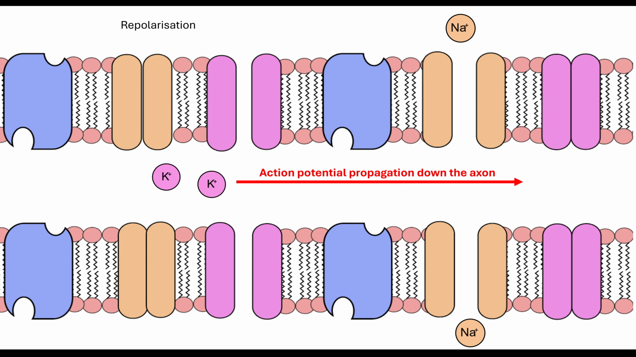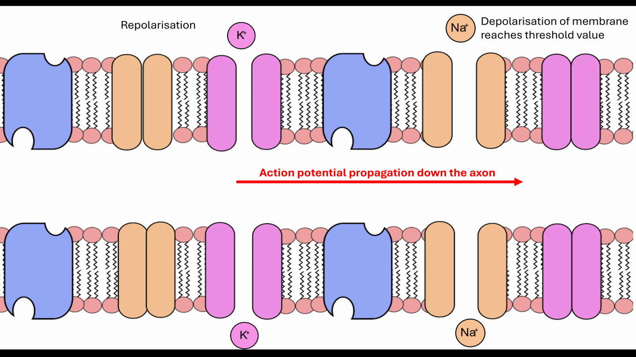Our voltage gated sodium channels are going to open. Our repolarization is going to happen because we depolarized before, and we're now repolarizing. We're now depolarizing further down because we want this action potential to propagate down the axon. The action potential needs to move along in one direction. Because we have now depolarized, our voltage gated sodium channels have opened, and sodium is going to move in because we've reached the threshold value.